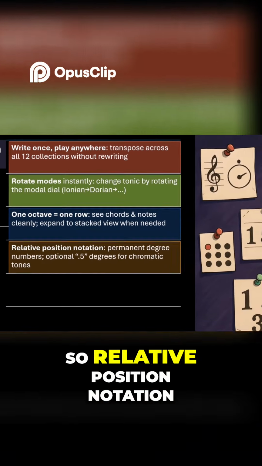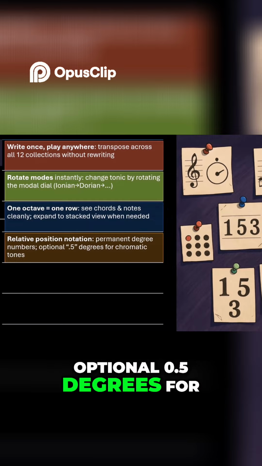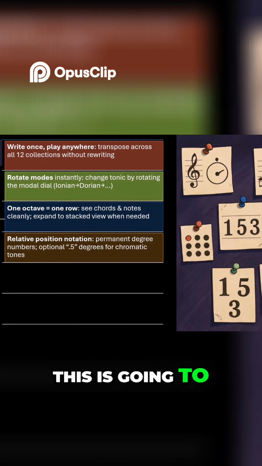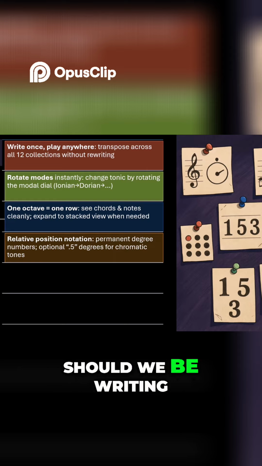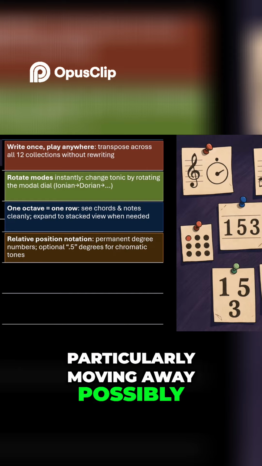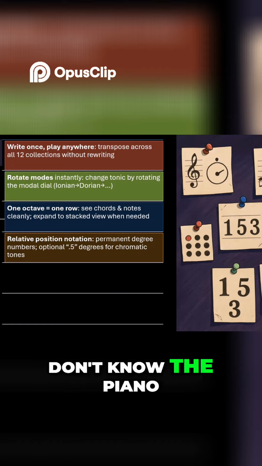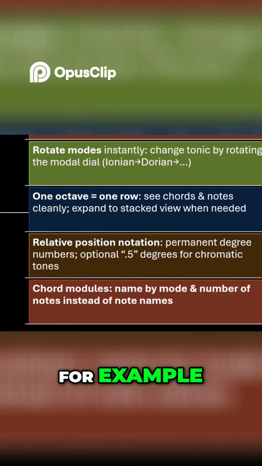So relative position notation, permanent degree numbers, optional 0.5 degrees for chromatic tones. This is going to get into how exactly we should be writing down the information, particularly moving away possibly from some of the problems that will be introduced to people that don't know the piano as data input when you're working in a DAW system, for example.